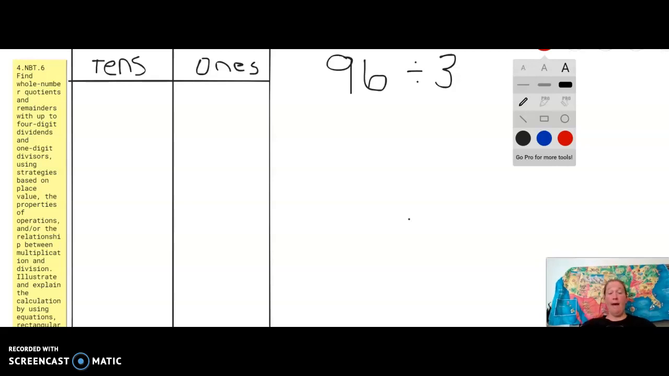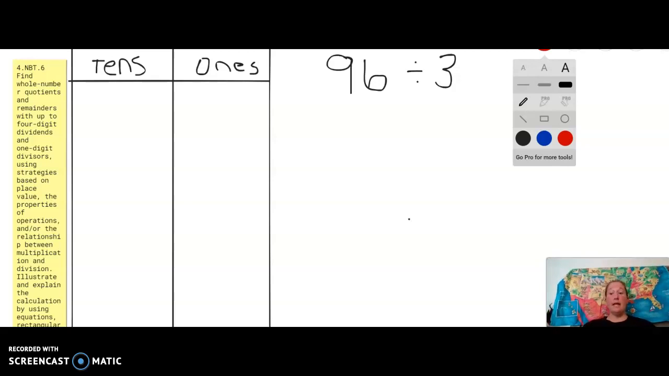Today in fourth grade math, we are in week 6, day 5. We will be starting a new standard for MBT 6. And let's go ahead and read that. We can find whole number quotients and remainders with up to 4-digit dividends and 1-digit divisors, using strategies based on place value, the properties of operations, and/or the relationship between multiplication and division.